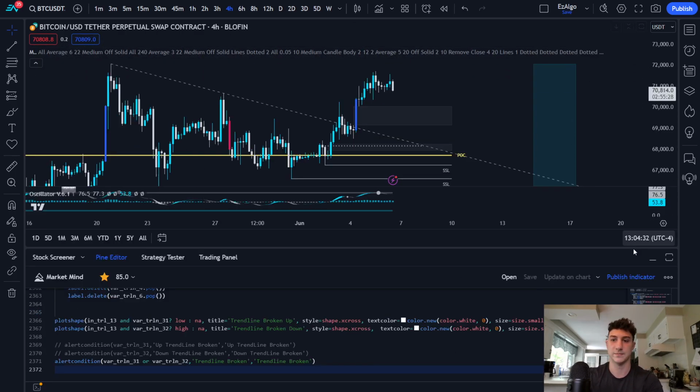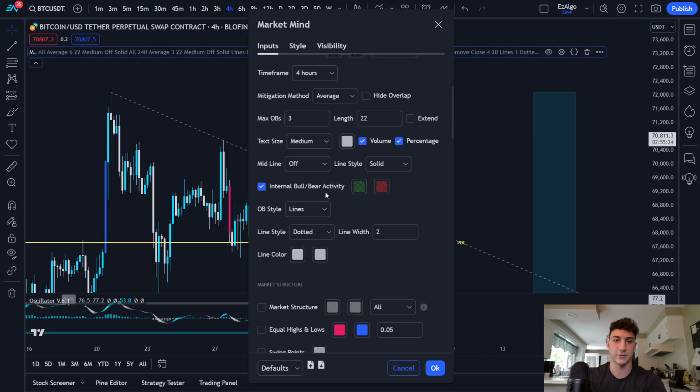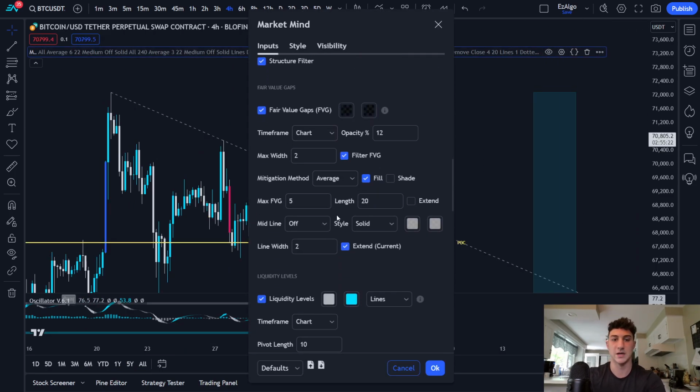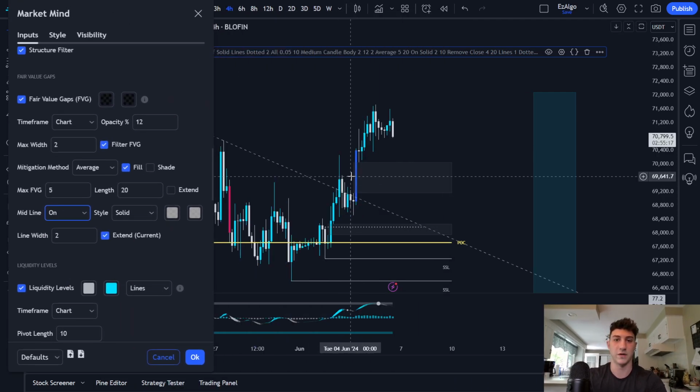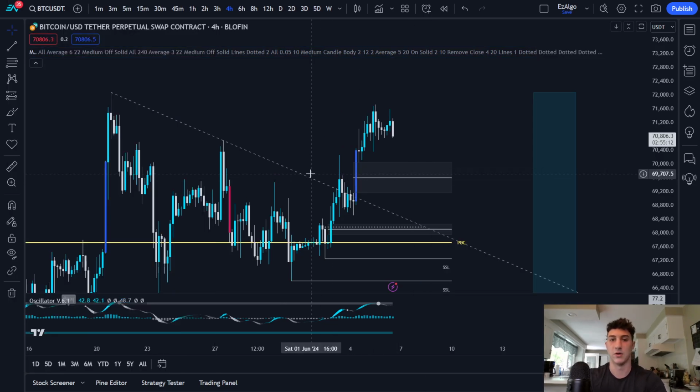So if we go into the settings, you'll be able to see this real quick as well. If we go down to fair value gaps, you can actually show the midline, right? So this is going to be the 50% mark of your fair value gap, right? So there we go, 50% mark. If you want to set a limit or whatever your trading strategy is with fair value gaps, you can add that as well.